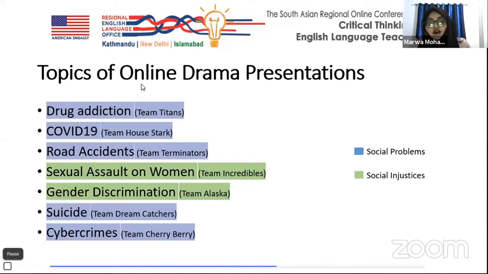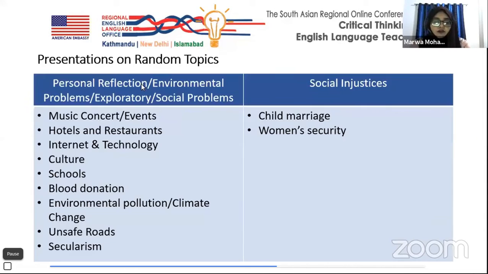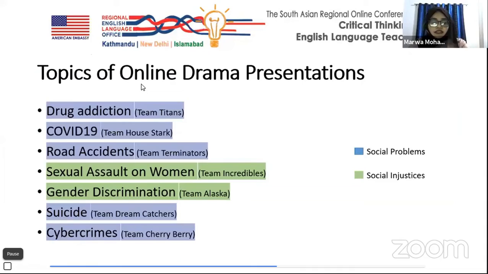Now, the topics of the online drama presentations. That was the first one, and this is the second presentation. This time they were again instructed to choose either social injustice or social problems, nothing else. And they worked in bigger groups this time; the previous time they worked in smaller groups. There were 7 groups in total. Again, most of the people chose social problems, and only 2 groups chose social injustices.